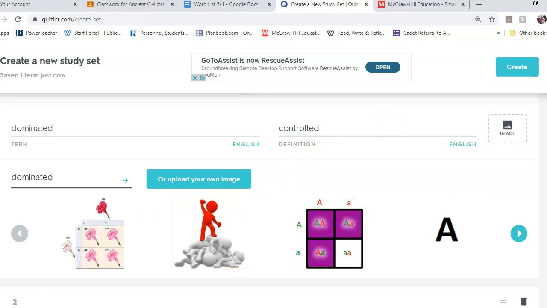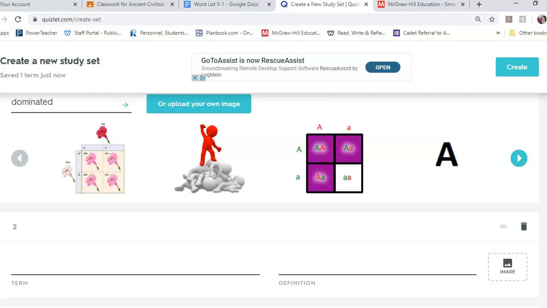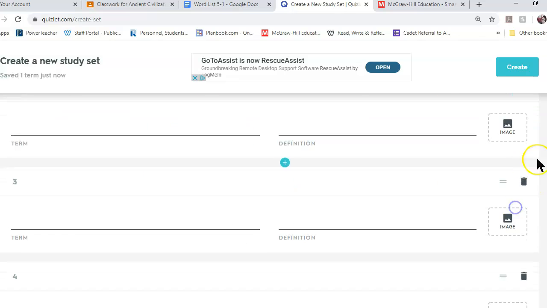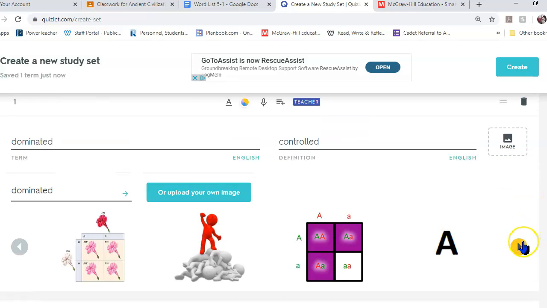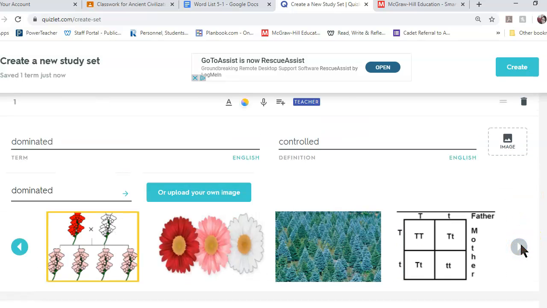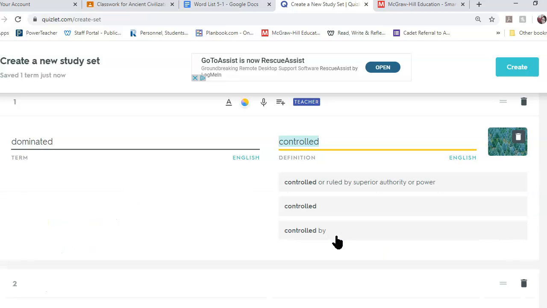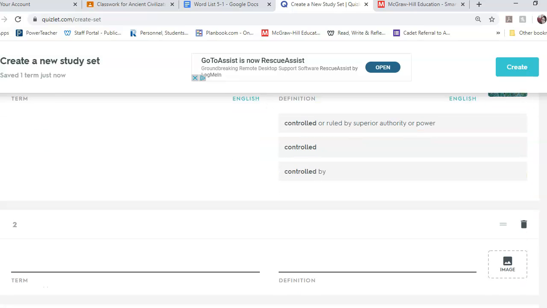Okay, next what you'll do is you'll click on image, and you will look for a picture that matches your definition in context. So you will go through and you could click this arrow. And when I say mountains dominated the landscape, it makes me feel like this might work because trees are dominating that landscape. So I'm going to use that one as my example. Okay, that is my first word.